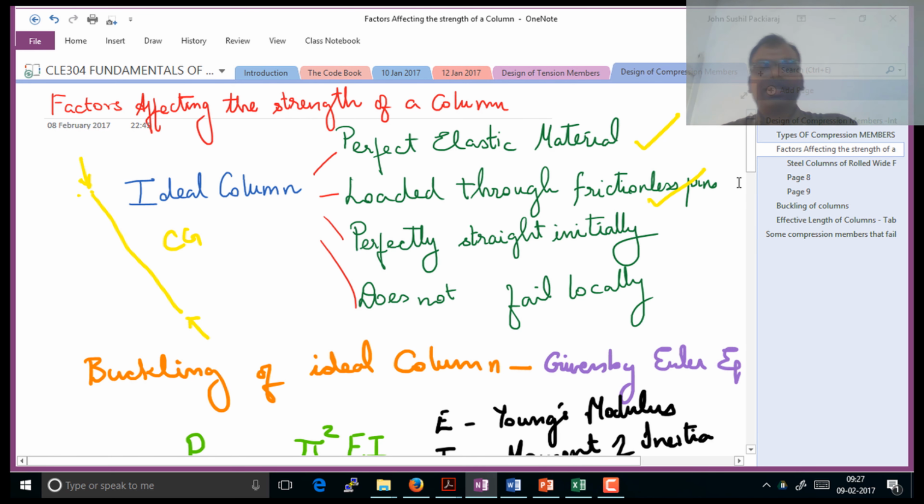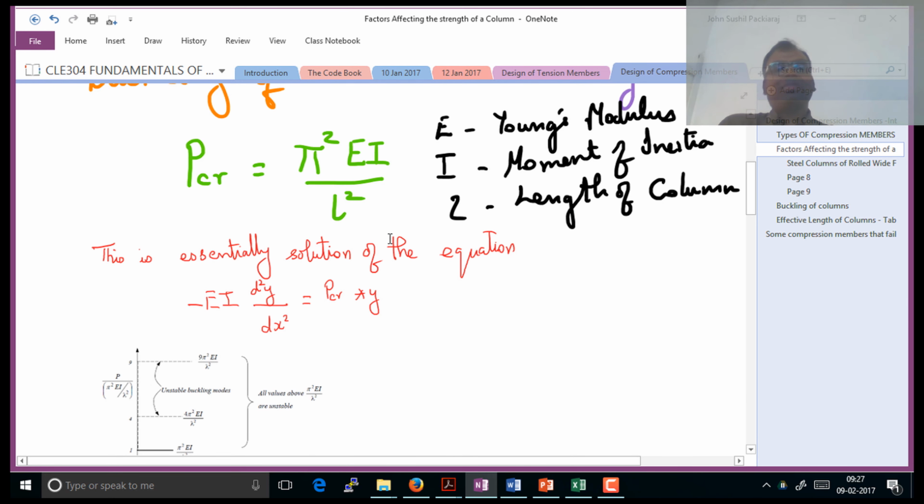But in real life it doesn't happen. There is no such thing as a perfectly initially straight column. So all this is ideal condition. If you look at the reality, none of this is possible. Now we are just coming to this equation.